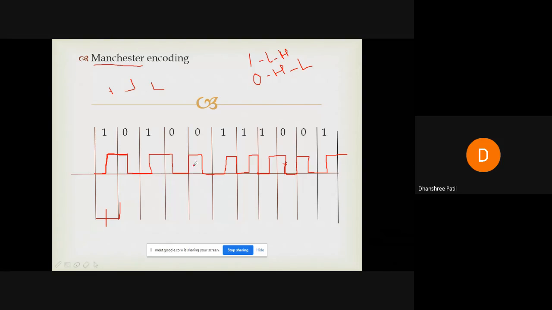So here, what does the middle of the interval mean? This is my one interval, from this to this. So my signal will start from here at the middle, and this signal will end over here.